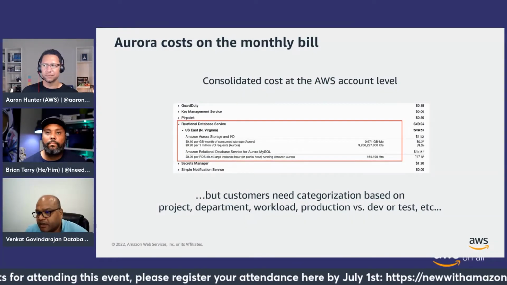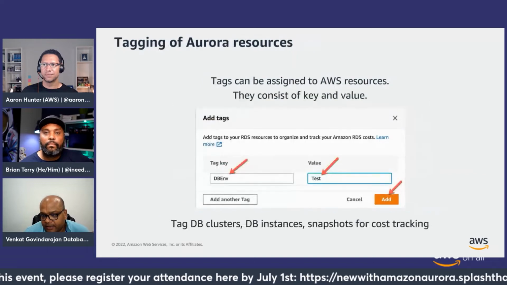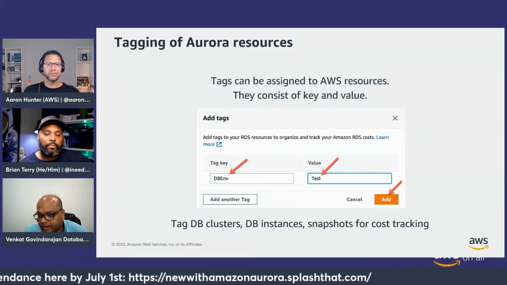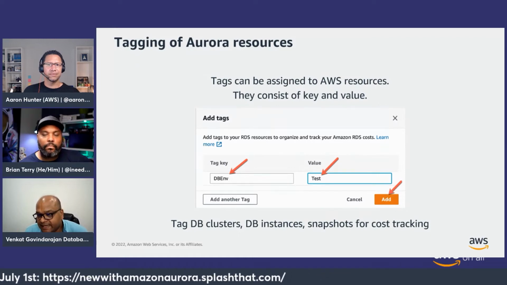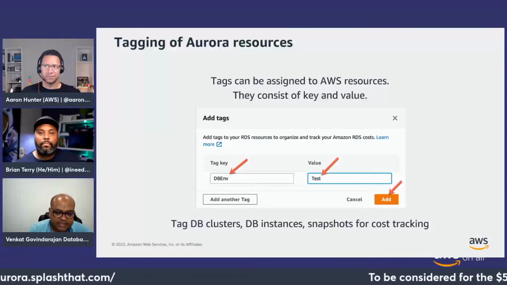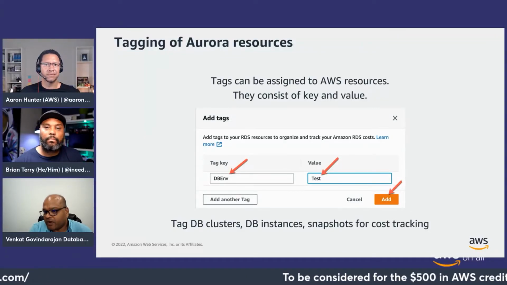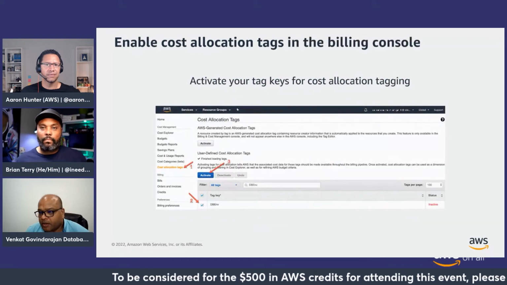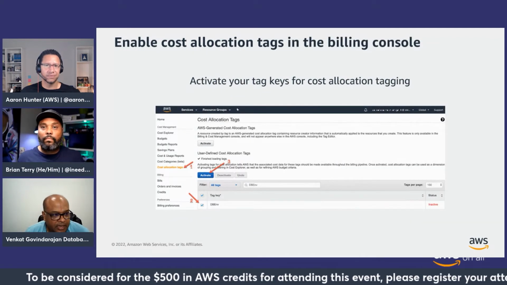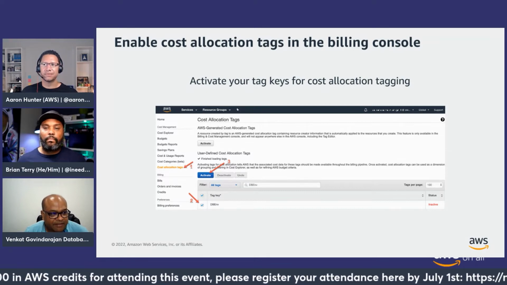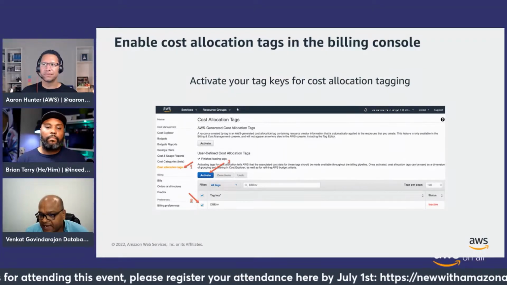You want to create a tag, right? The tag, you can say its environment is test or whatever. Like the cluster name is XYZ. And you can tag your database, you can tag your instances, you can tag your snapshots, and all for cost tracking. And in the next slide, you can go to your monthly billing console and you can activate the cost tracking based on that particular tag you have.